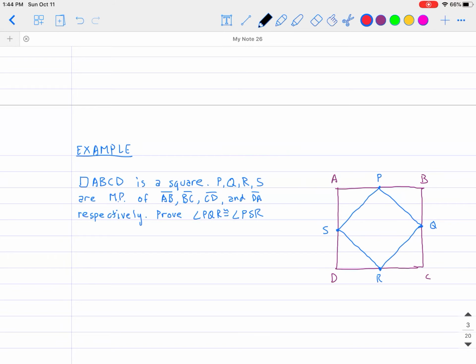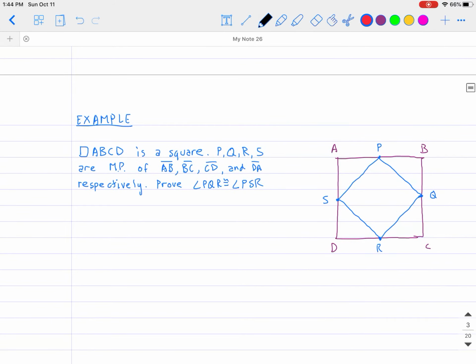All right, so here we go. Now we're going to take everything that we did and look at a proof for a problem in this section. First, we're told that we have a quadrilateral, and by the way, this little square thing is a representation of a quadrilateral, not necessarily a square, nor a rectangle unless it specifically says so. In this case, it does say that ABCD is a square. Then PQRS are midpoints of those segments respectively. Prove that angle PQR is congruent to angle PSR.